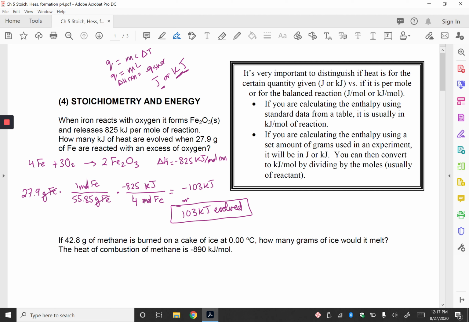If it's from a table, or you see a reaction and then a delta H written next to it, or it tells you kilojoules per mole of reaction, then that means it's per mole. Okay? All right, let's look at the next problem here.